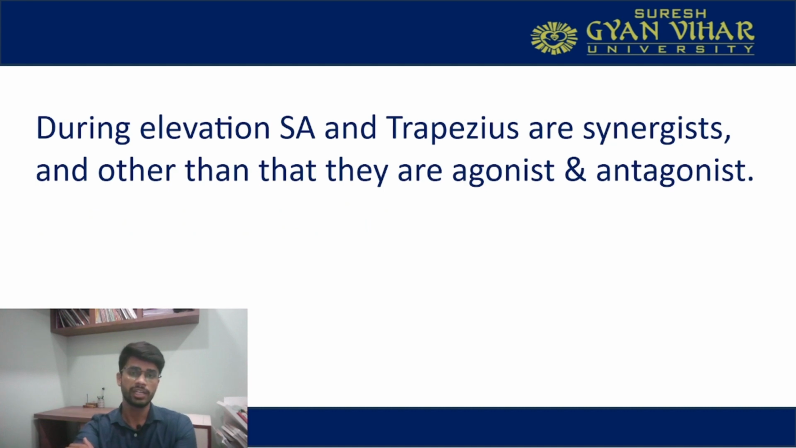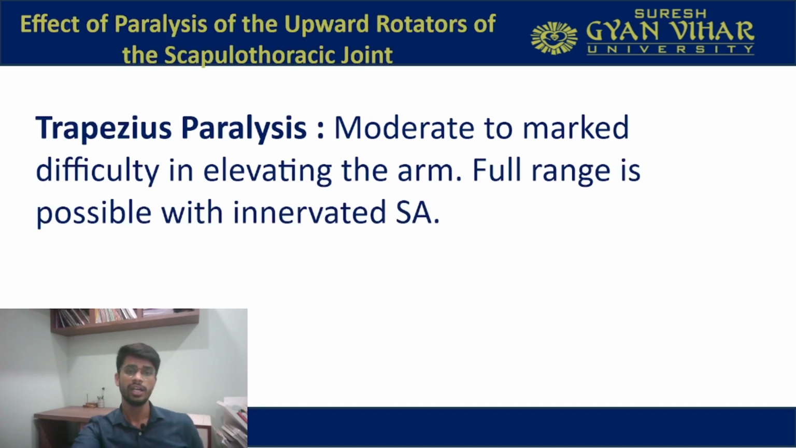Yes, we have read this thing. During elevation, your serratus anterior and trapezius are synergists, and otherwise they are agonist and antagonist. So these both muscles are antagonists, but in upward rotation they are acting in a synergistic manner. This also I have told you earlier.